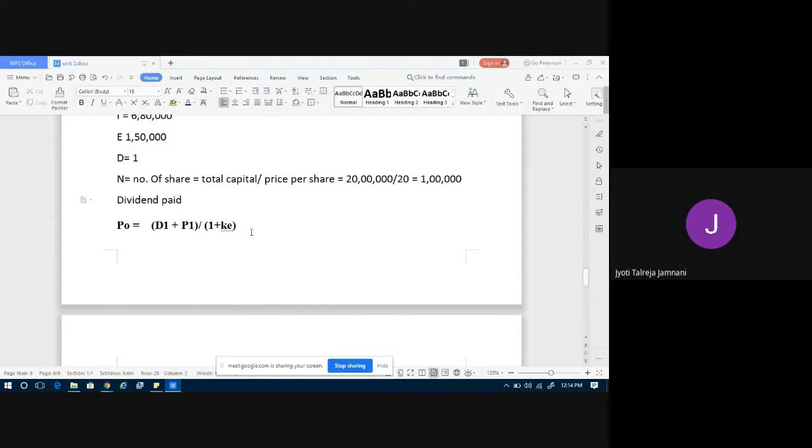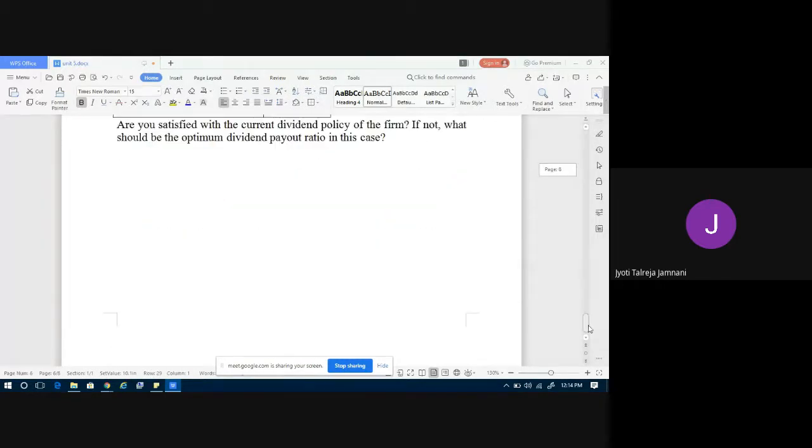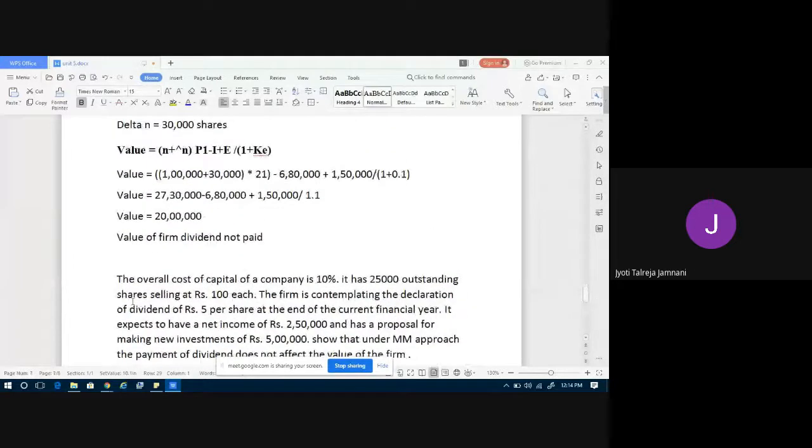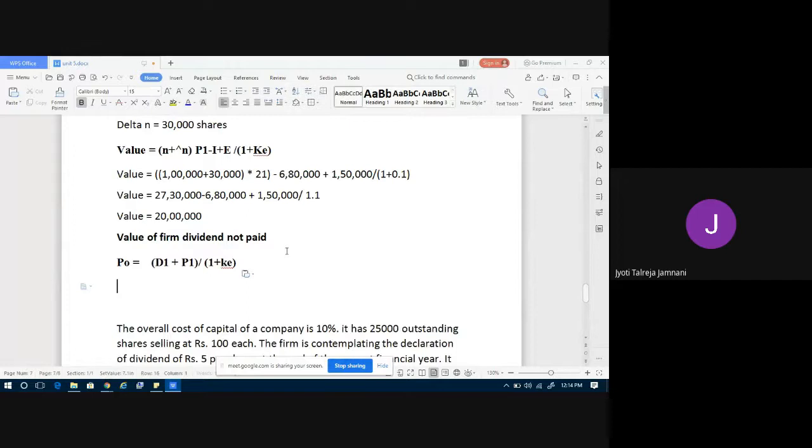When dividend is not paid, again we'll use those 3 steps. First we'll find the price, then the new number of shares, and then we'll find the value. So P naught is already given, which is 20 rupees. Now dividend is not paid, so D1 is 0, plus we have to find P1. This entirely divided by 1 plus 0.1.